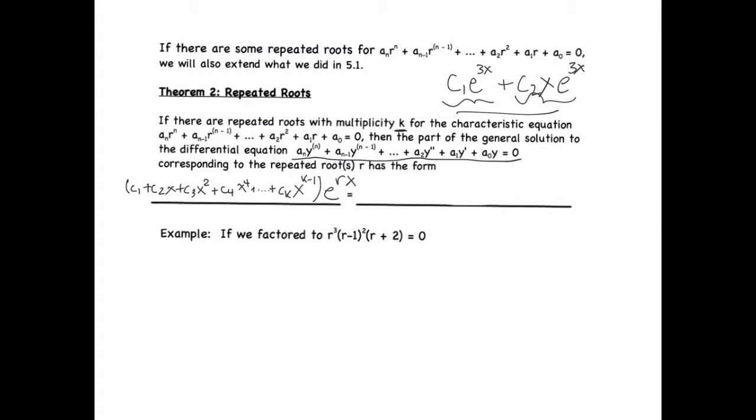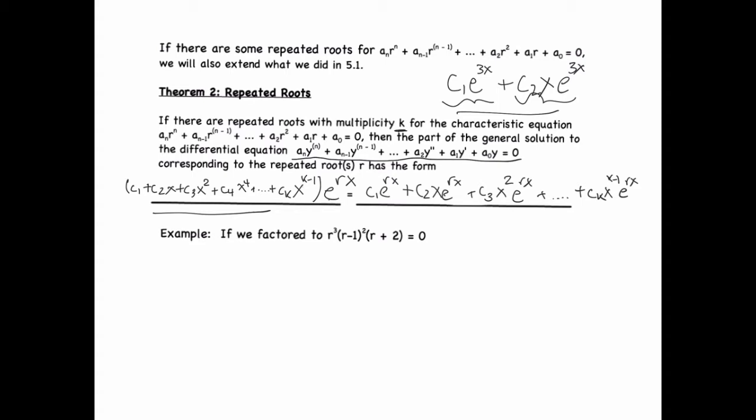And then normally we probably wouldn't write it out this way. We would probably distribute that e to the rx. And we'd write it out something like this, where you have just c1 e to the rx, then c2x, then c3x squared, all the way on out for however many you have. So the general version is kind of hard to read and talk through.